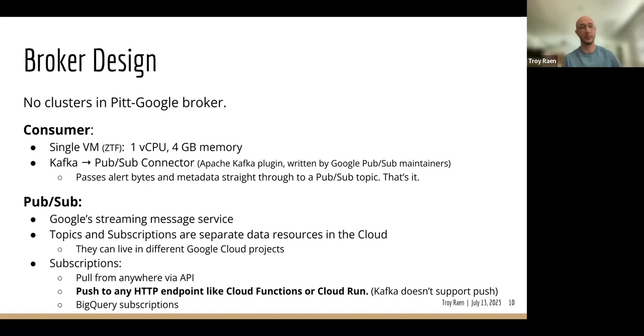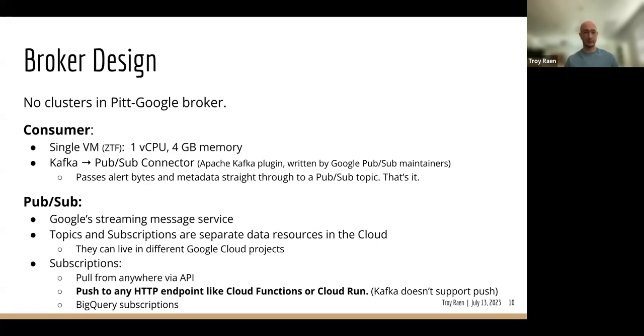Once it's in PubSub, it's easy for the rest of our pipeline and actually anybody else to hook into it. So PubSub, what is PubSub? This is Google's streaming message service. You publish to topics, you pull from subscriptions. Topics and subscriptions are actually separate data resources in the cloud. So we have topics in our Google Cloud project. You as a user can set up a subscription in your own Google Cloud project that's connected to one of our topics. There's a few different types of subscriptions. The first one, pull from anywhere with an API. This is, if you're familiar with message streams, probably the way you're familiar with working with them, to do a pull on the subscription.